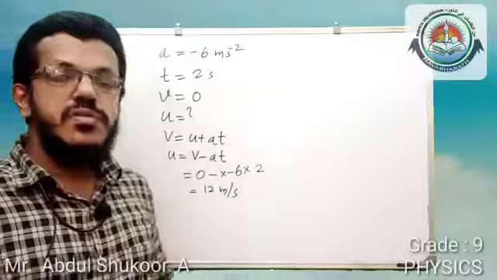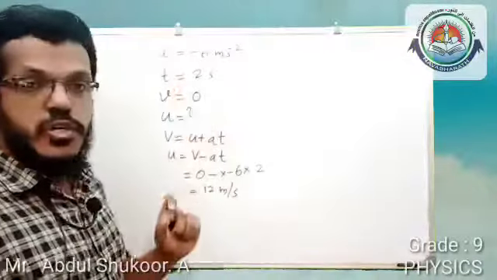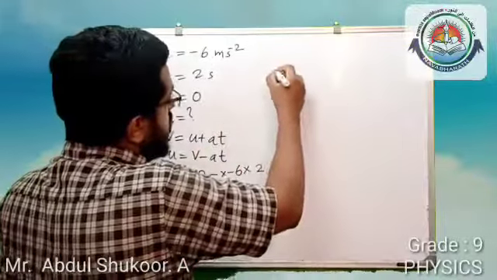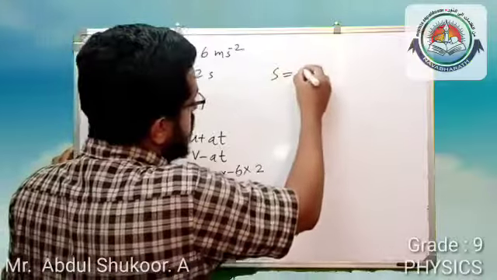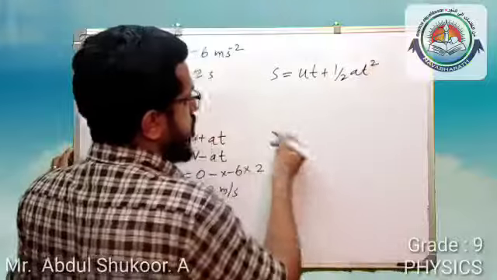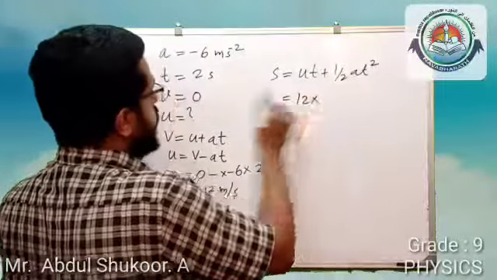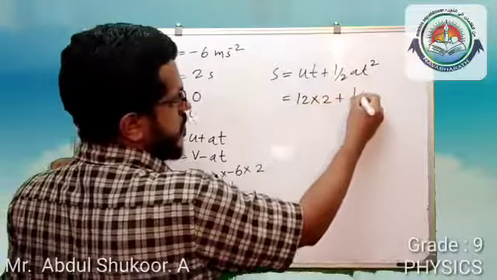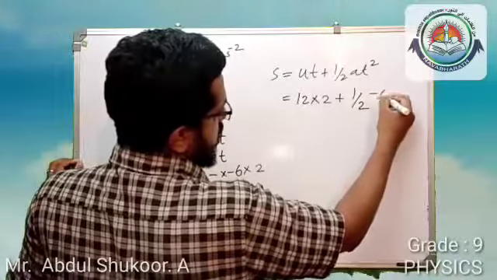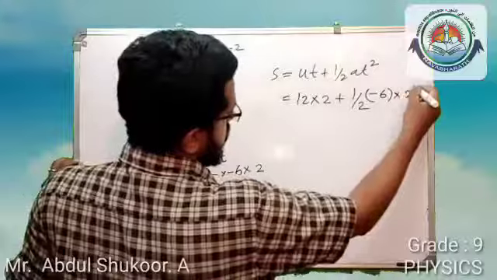We want to find out the distance travelled by this car after the application of brake. Then what is the equation used to find that? That is S is equal to ut plus half AT square. Then what is U? U is 12 meter per second. 12 into 2 plus half, here acceleration is minus 6, into T square, that is 2 square.